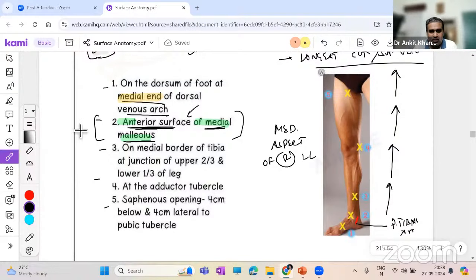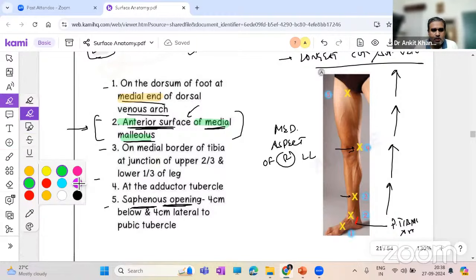Point number 3, I will come to its applied importance also. That is life-saving. Point number 3 is on the medial border of the tibia at the junction of the upper 2/3 and lower 1/3. Again, the medial side. Point number 4 is at the adductor tubercle. Remember the femoral artery. And point number 5 is at the saphenous opening. It is known as the saphenous opening because the great saphenous vein opens over here, 4 centimeters below and 4 centimeters lateral to the pubic tubercle.